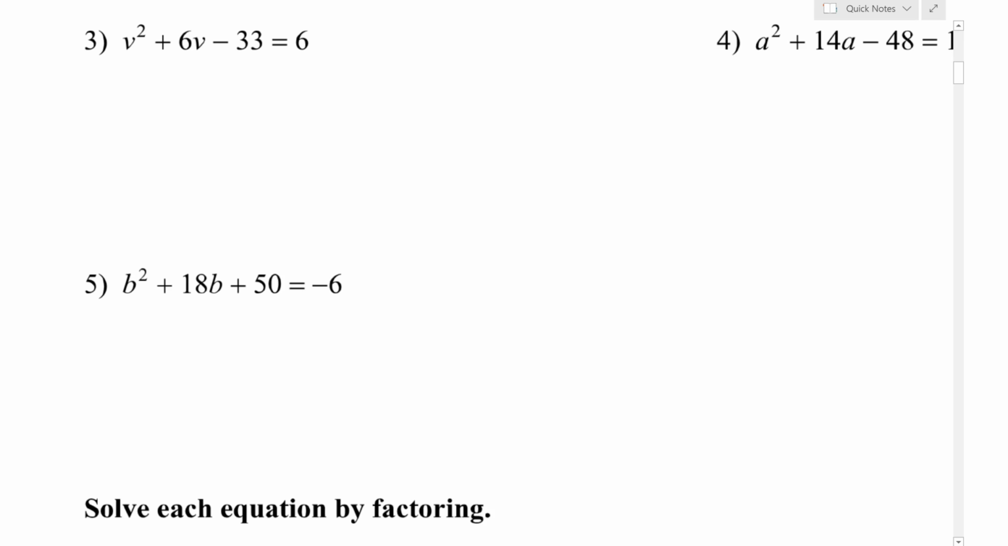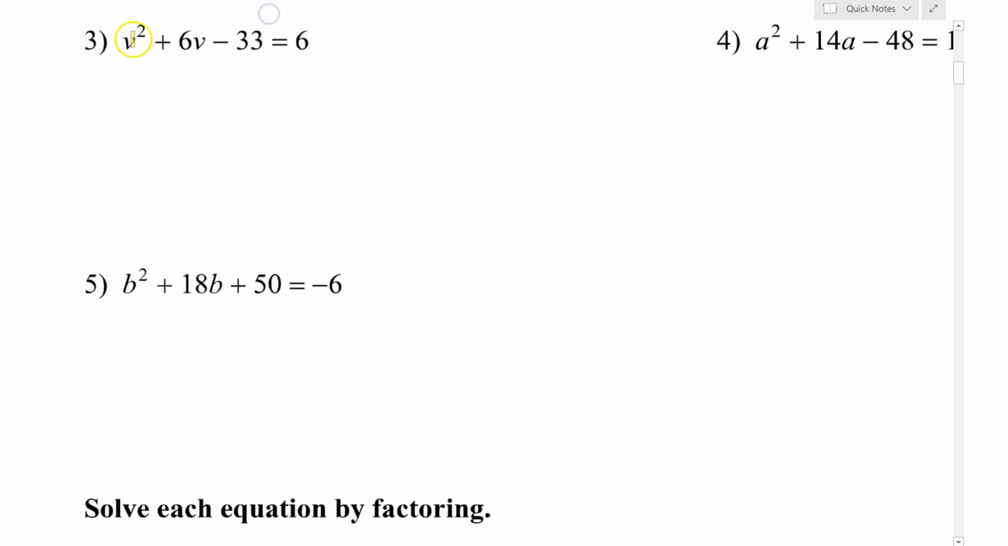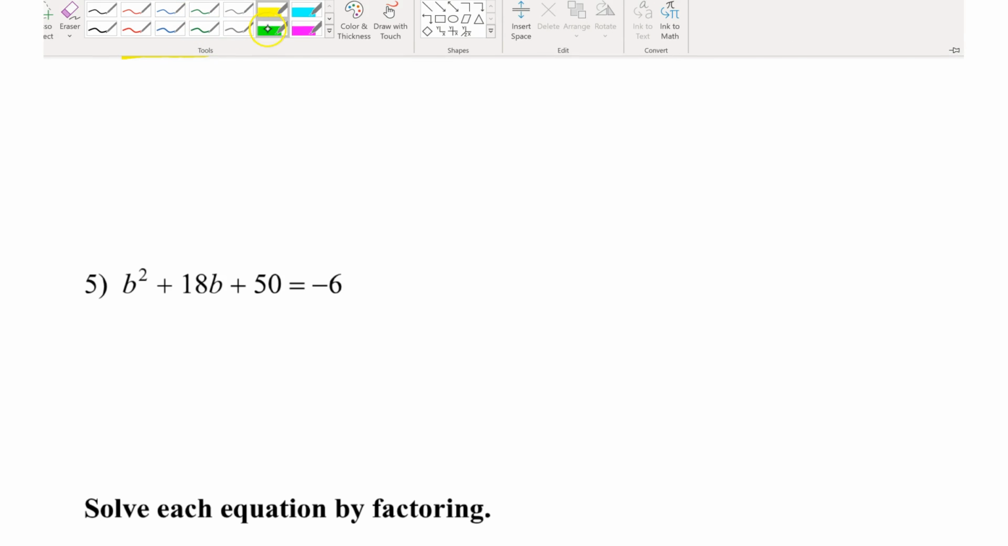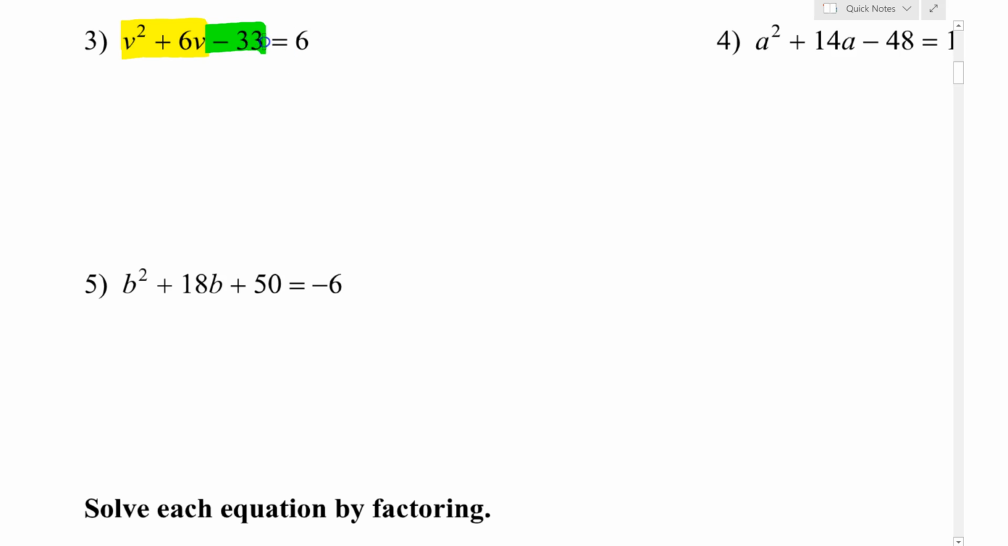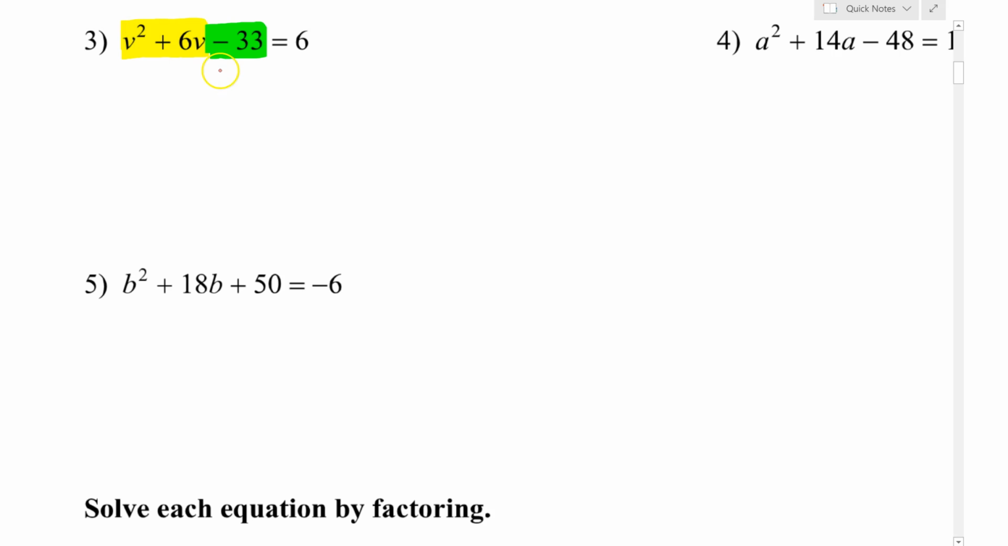Number 3, we're going to solve by completing the square. Once again, I want to have the variables on one side. And so what I'm going to have to do is address that negative 33. So what I'm going to do is add 33 to both sides. And then what I get is v squared plus 6v equals 39.